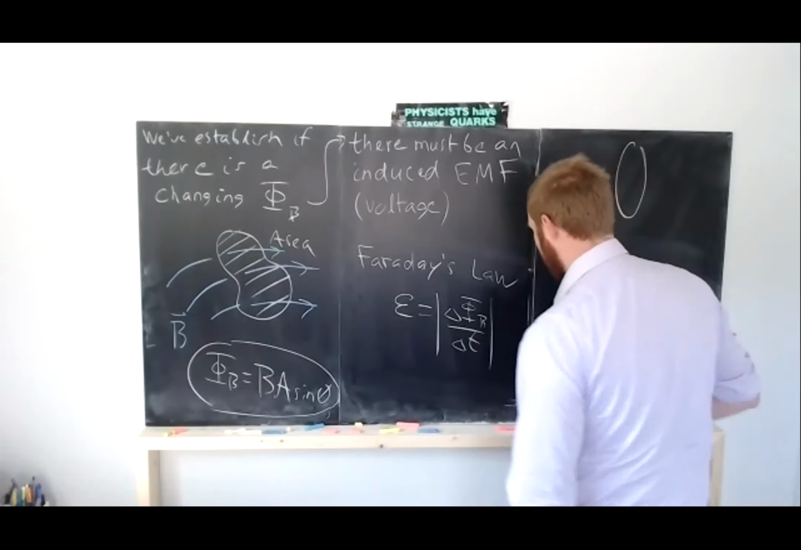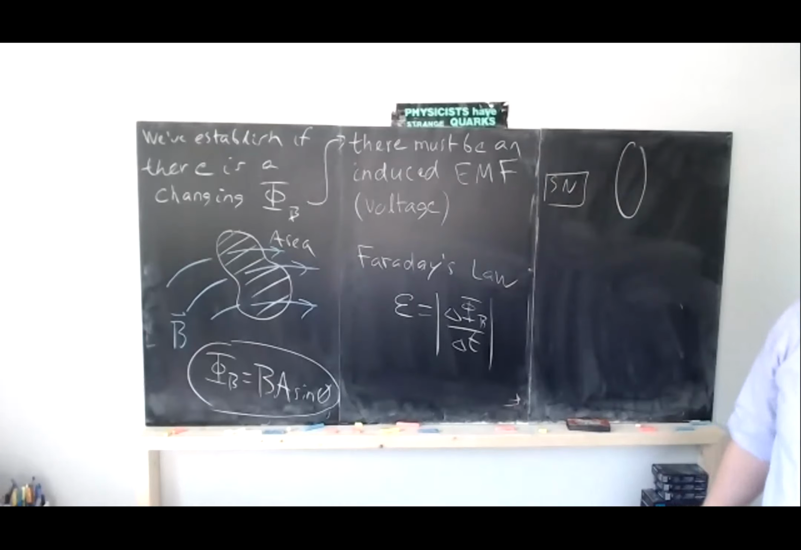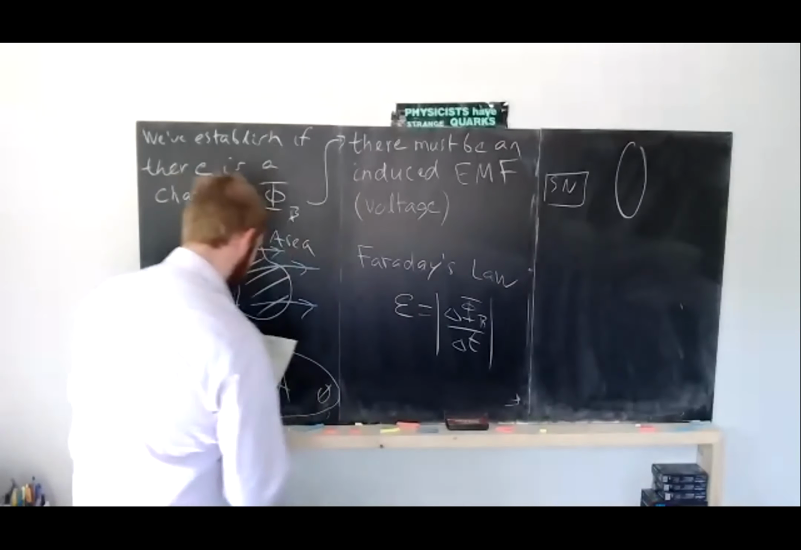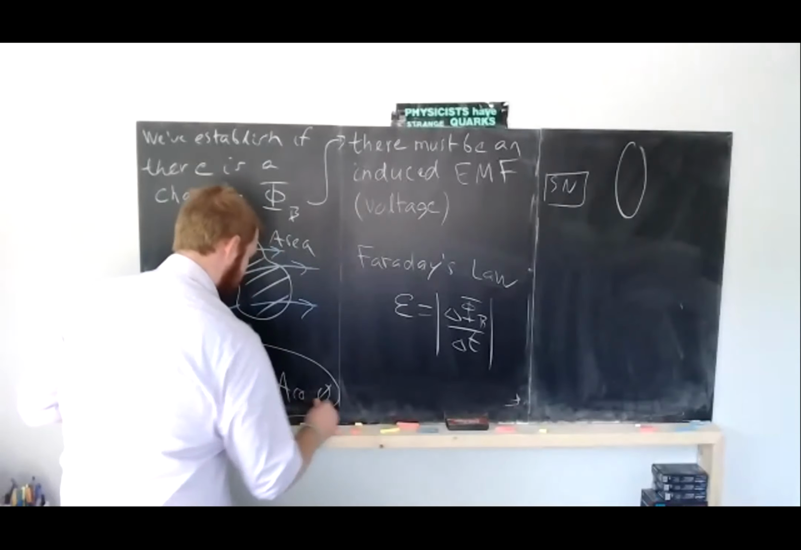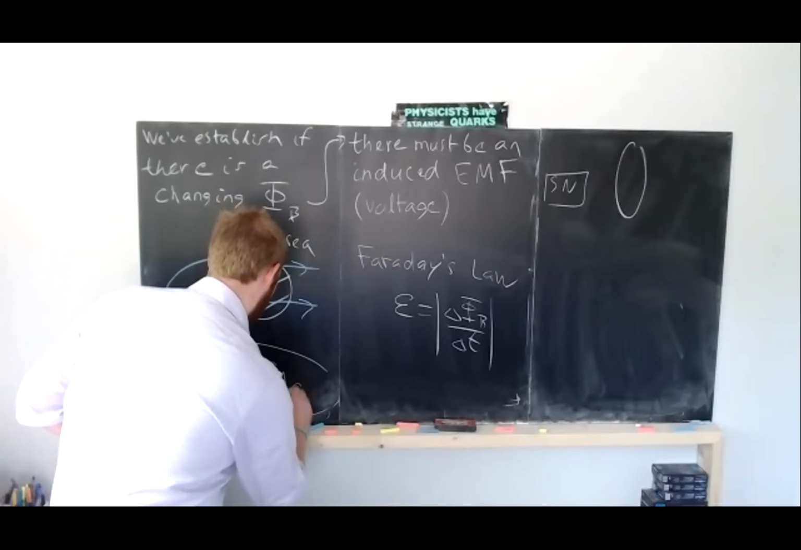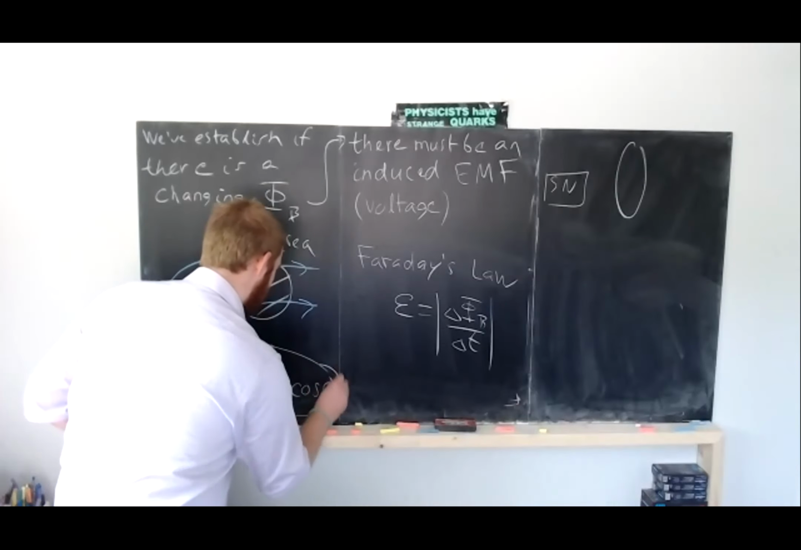Hey, Professor. Yeah. Last class you said it was cosine, and here you have sine. Oh, sorry. That was a mistake. Make that actually legible. Thank you.